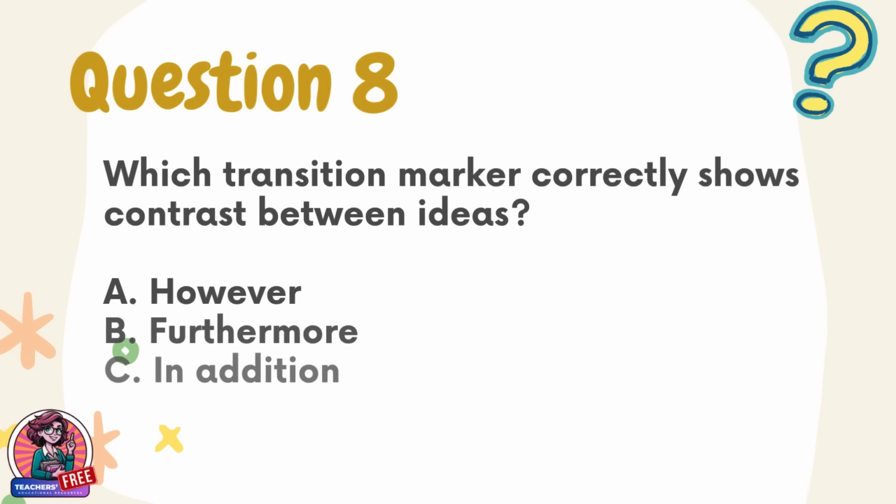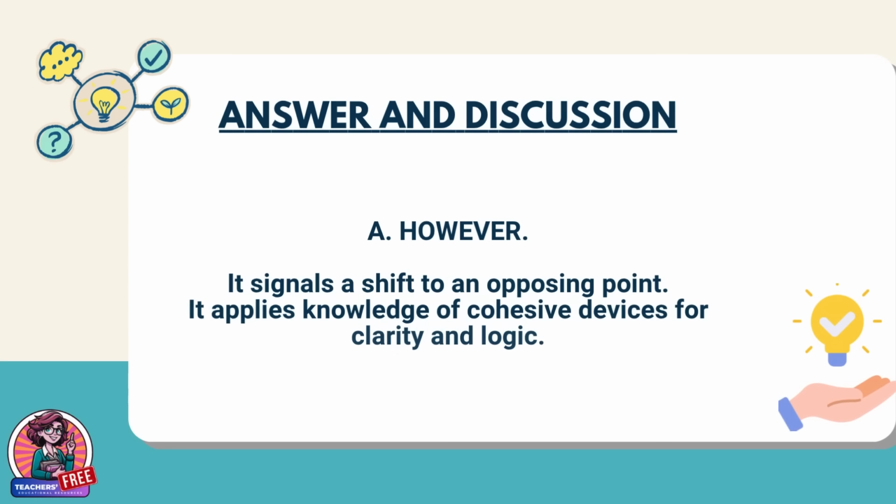Question 8. Which transition marker correctly shows contrast between ideas? A. However. B. Furthermore. C. In addition. Answer: A. However. It signals a shift to an opposing point. It applies knowledge of cohesive devices for clarity and logic.